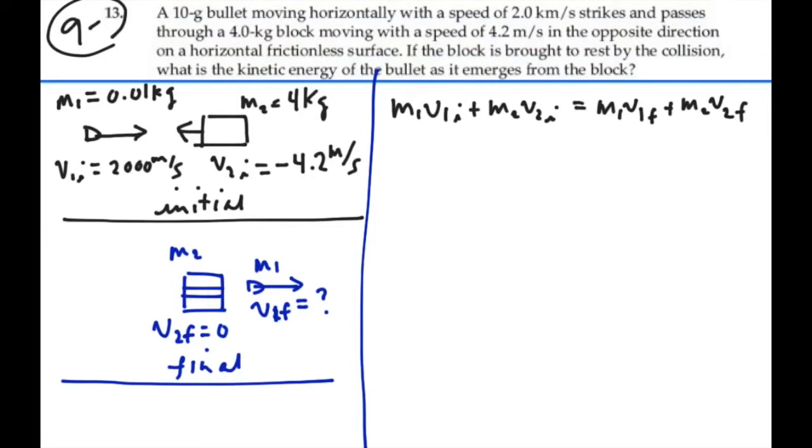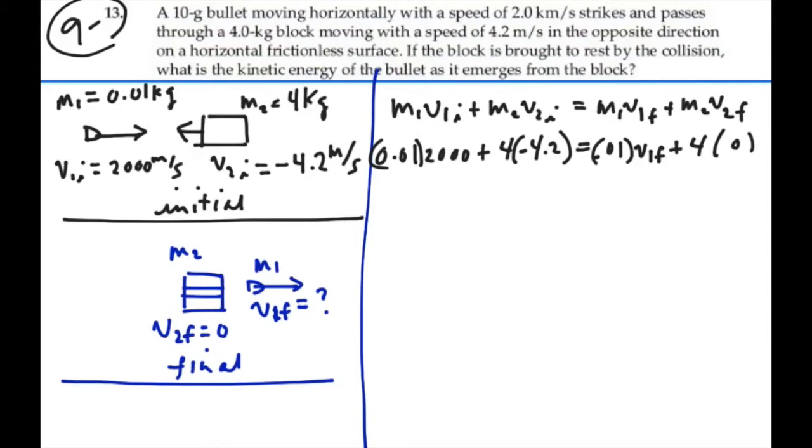In this case, we have 0.01 for the mass 1 moving at 2,000 meters per second, plus mass 2, which is 4, moving at a negative 4.2, supplying negative momentum to the situation. That should equal mass 1, 0.01, moving at some final velocity, which we don't know, plus mass 2, 4, moving with a final velocity of 0. It came to rest. So this term is 0.